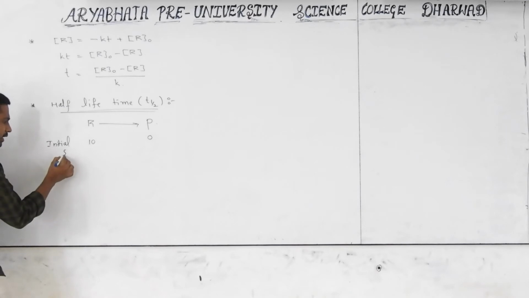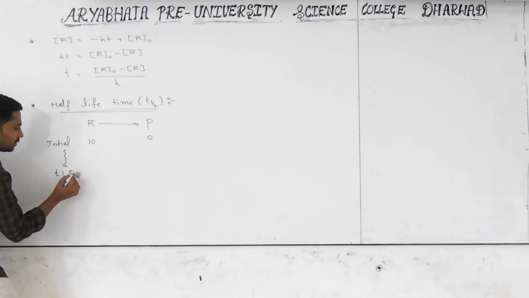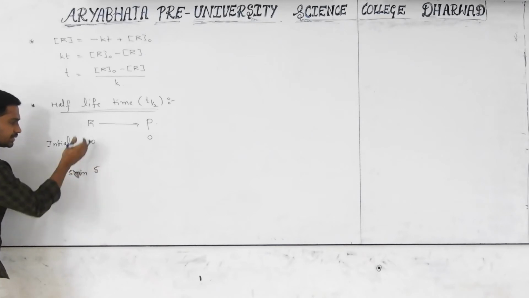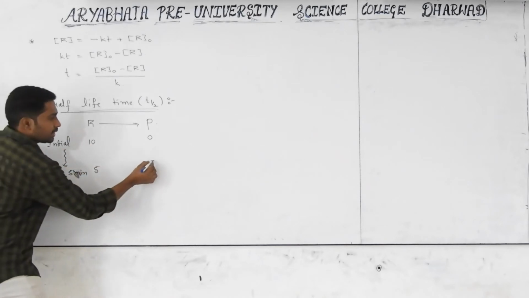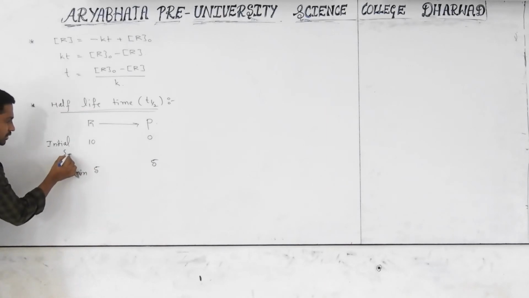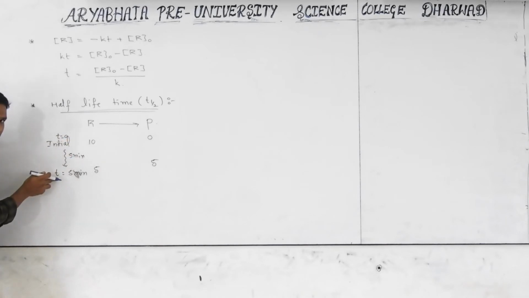Okay, I started the reaction. At time t equal to 5 minutes, what I observed is the concentration of the reactant is exactly 5. Automatically the products will also be 5. So what is the time duration here? 5 minutes. Initially time t is equal to 0, but we are calculating information at 5 minutes. So the time gap is 5 minutes.